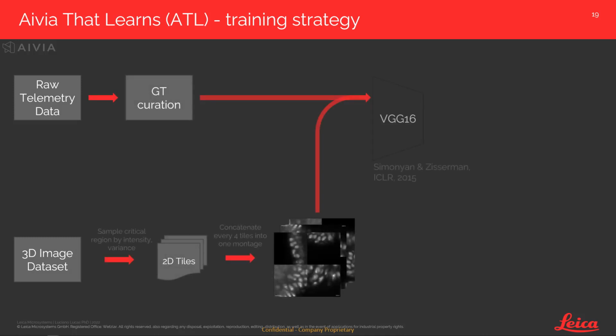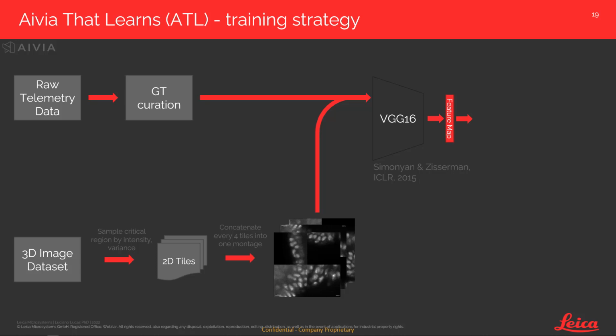This is the detailed view of the training strategy. So we take the usage data, what we call raw telemetry data, which is the usage data. So what parameters exactly are put into the image analysis recipe. That's one arm, and the other arm is the 3D image dataset itself. We create 2D tiles from that. We do some data augmentation. We process those 2D tiles through a pre-trained deep learning model, which creates a feature map, which we're also calling the image fingerprint.